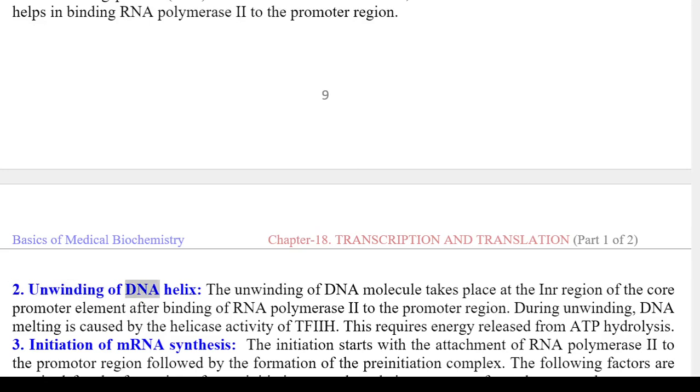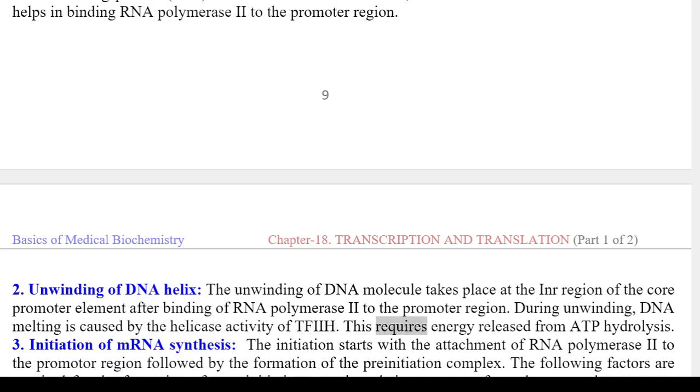2. Unwinding of DNA helix. The unwinding of DNA molecule takes place at the INR region of the core promoter element after binding of RNA polymerase II to the promoter region. During unwinding, DNA melting is caused by the helicase activity of TFIIH.